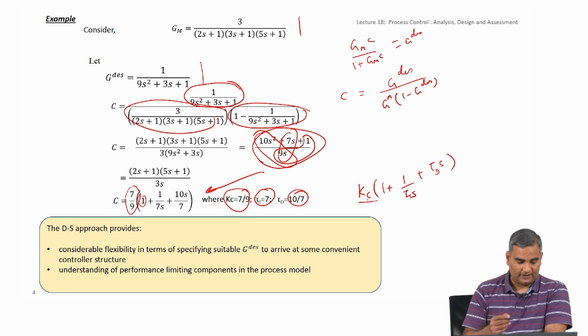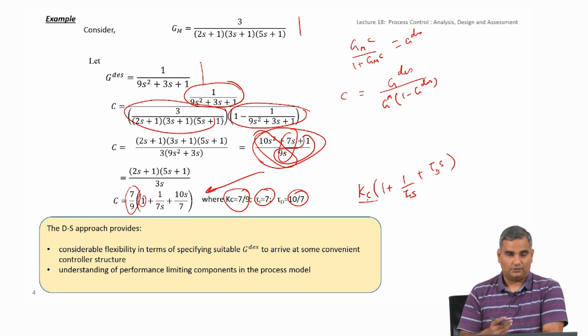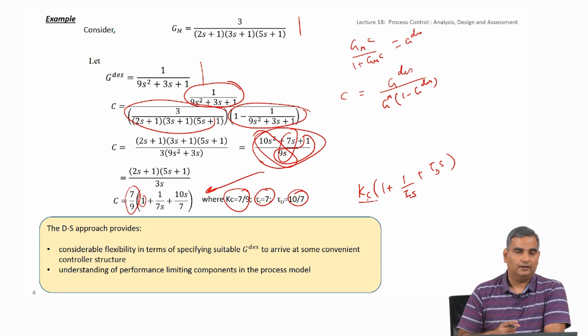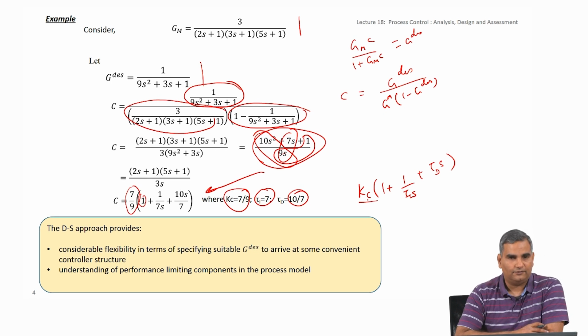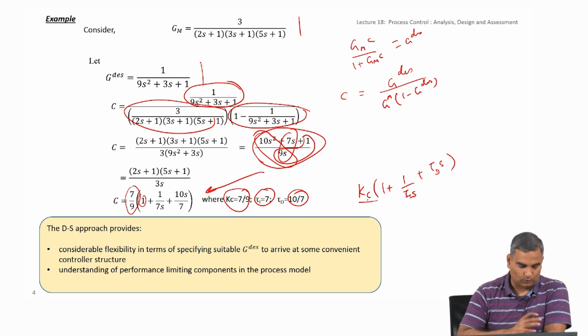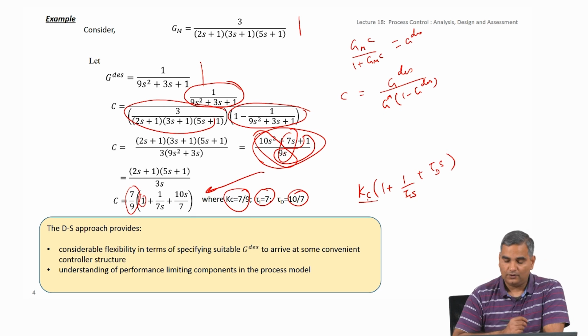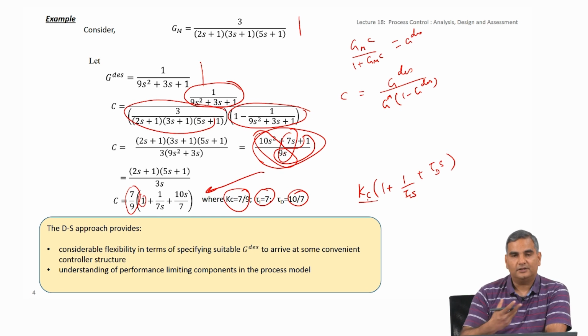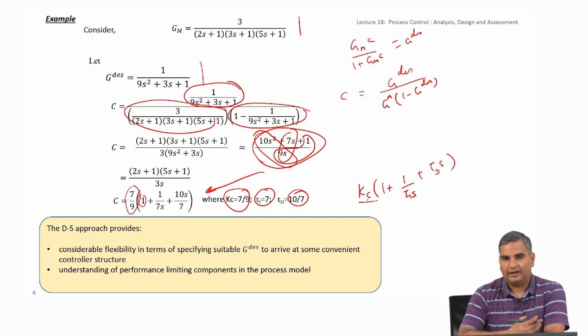The key advantage of this direct synthesis approach is that you are specifying the performance directly yourself. So, you know what you are going to get if the process and model are very similar. That is one good thing. And more importantly, when we start the next portion of this course, we are going to see that we can really understand what limits the controller performance when I have a process.